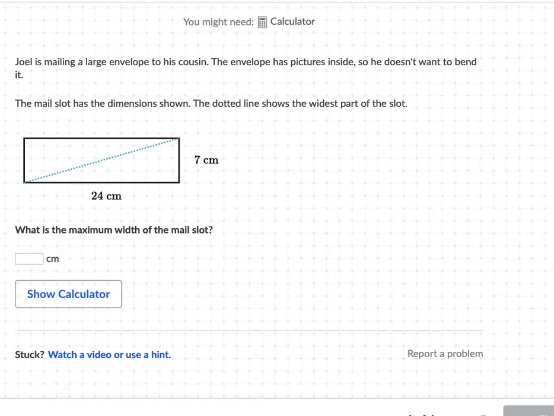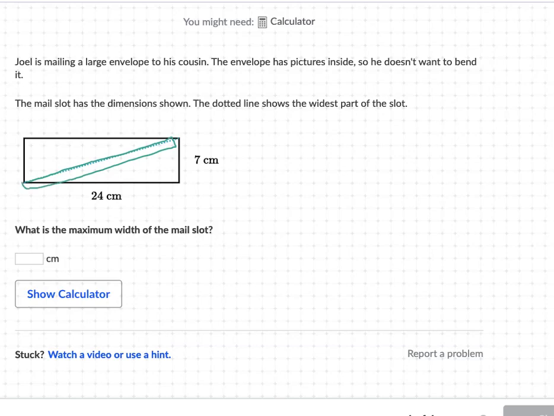Joel basically has a very large envelope, and he's thinking, well, it doesn't fit long ways, right? If he puts the envelope in this way, it's not going to fit. He's going to have to smush it, and he has some pictures inside that he doesn't want to bend. So he probably remembered, oh, if I put it in slanted ways, then it'll probably fit.